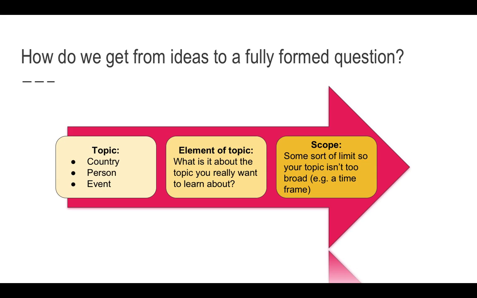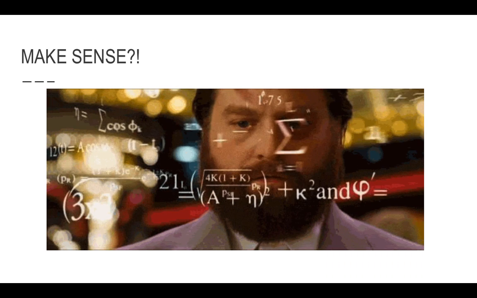So now how do we get from A to B as such? Pick your topic, whether that's a country, a person, an event, or something else. Then what about that topic do you really want to learn about? You can't do all of Australian history, so pick an element of Australian history that's interesting to you. And then put a scope, such as a time frame, to ensure your topic is not too broad. That will help you get a really tightly worded question to answer.